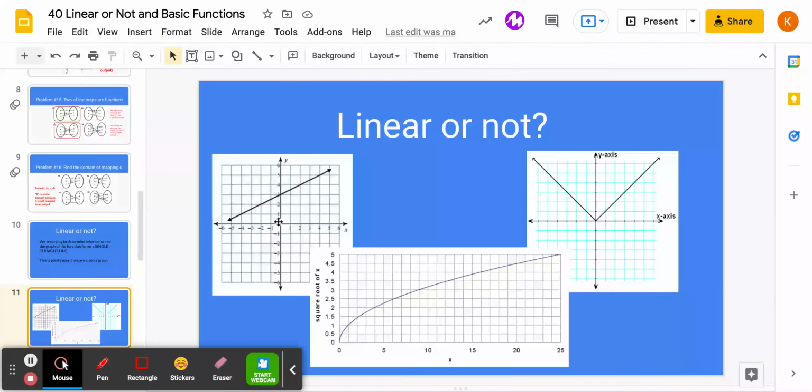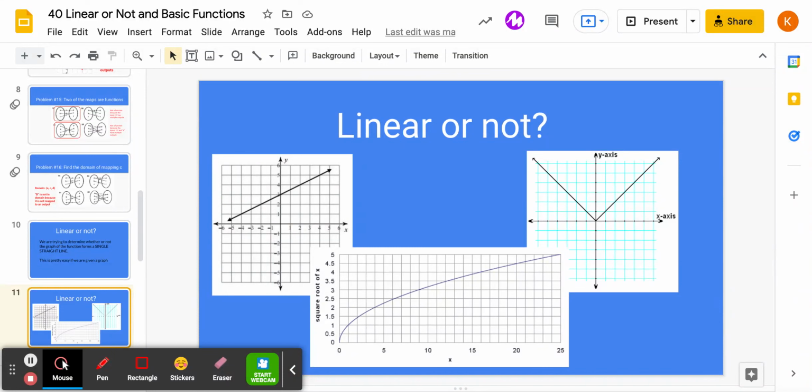If I asked you the question, is this line here a function? I hope everyone's thinking, well, I think it is because it passes the vertical line test. Wherever you put a vertical line, it will only intersect at one point. Therefore, this is a function. This middle one, is it linear? Well, I hope we're saying no because it curves. All right. It curves, any curve automatically not linear.